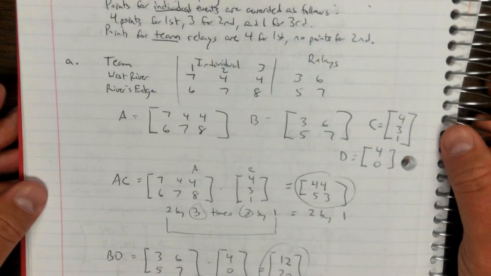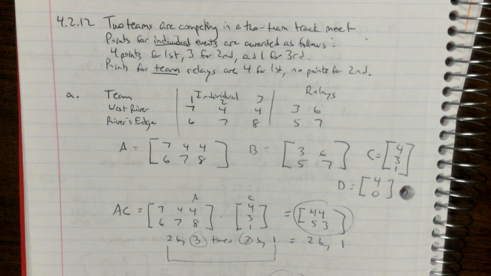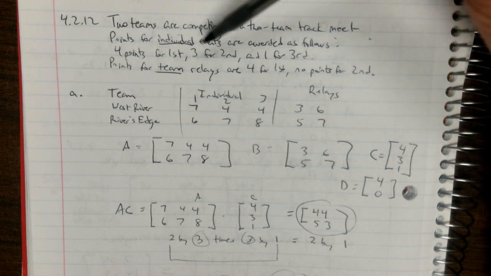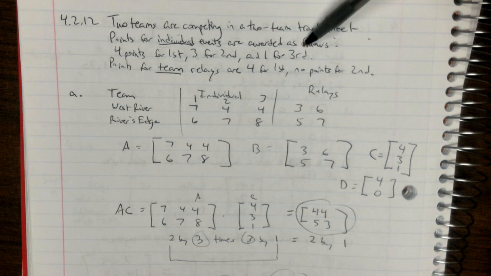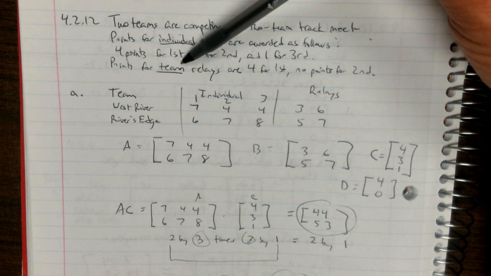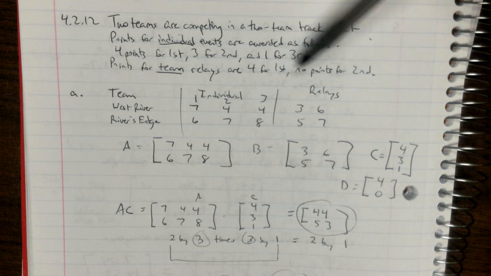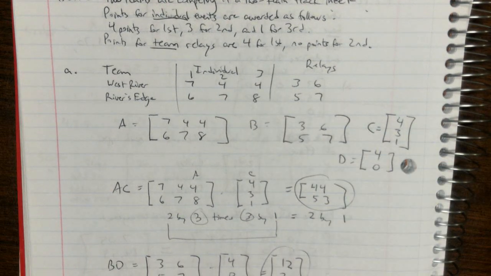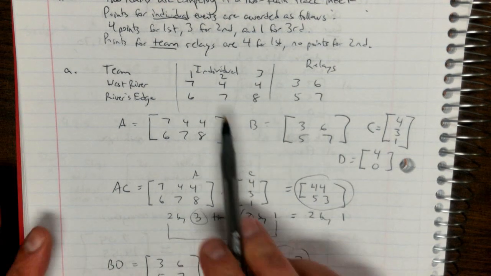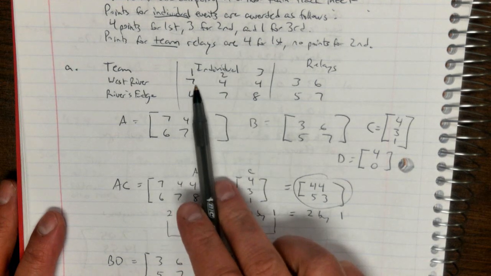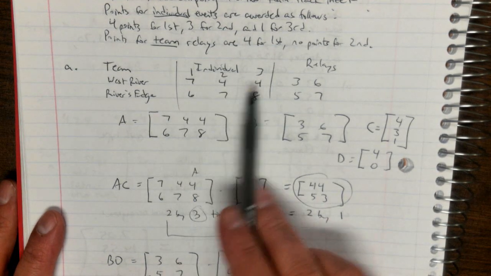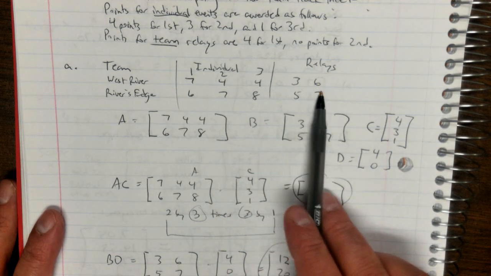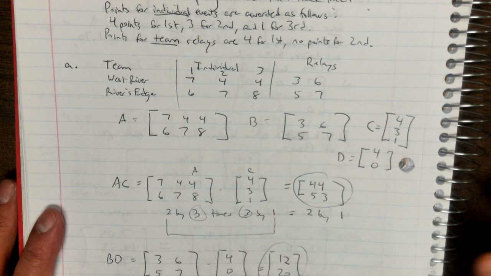Okay, now on this one it's kind of interesting. It's about a track relay, and you have a certain number of points for individual events. You get 4 for winning, 3 for second, 1 for third, and then you also have points for team relays, which would be 4 for first but nothing for second. And you have a table. This is talking about West River and River's Edge. So for first, second, and third place, they got these points, 7, 4, 4, and for River's Edge, they got 6, 7, 8. For the relays, they got 3, 6, and 5, 7.